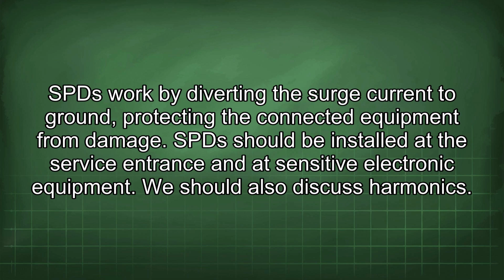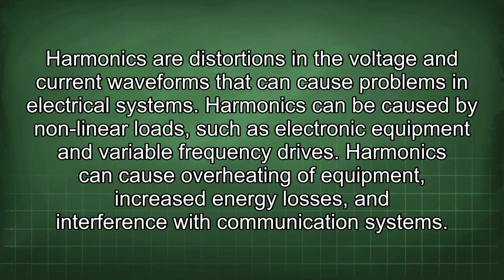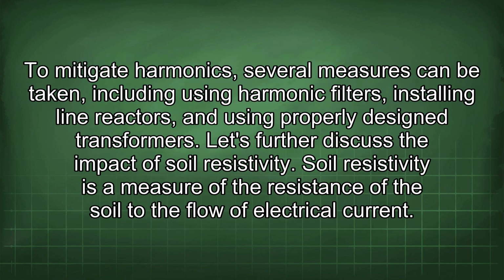We should also discuss harmonics. Harmonics are distortions in the voltage and current waveforms that can cause problems in electrical systems. Harmonics can be caused by nonlinear loads such as electronic equipment and variable frequency drives. Harmonics can cause overheating of equipment, increased energy losses, and interference with communication systems. To mitigate harmonics, several measures can be taken, including using harmonic filters, installing line reactors, and using properly designed transformers.